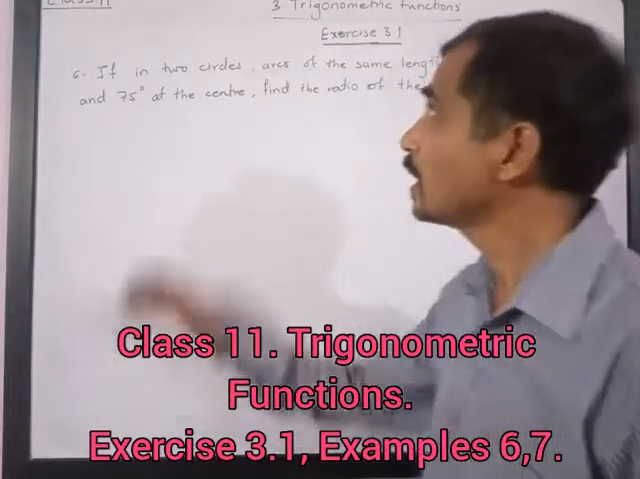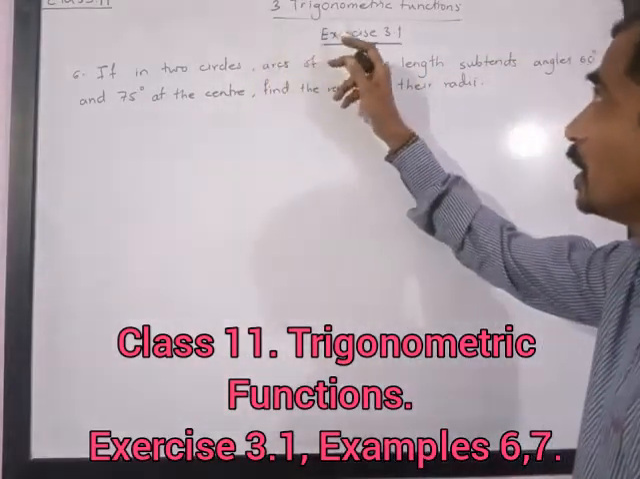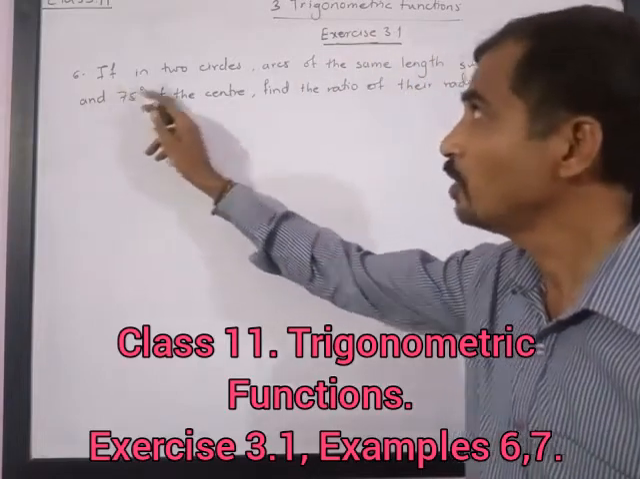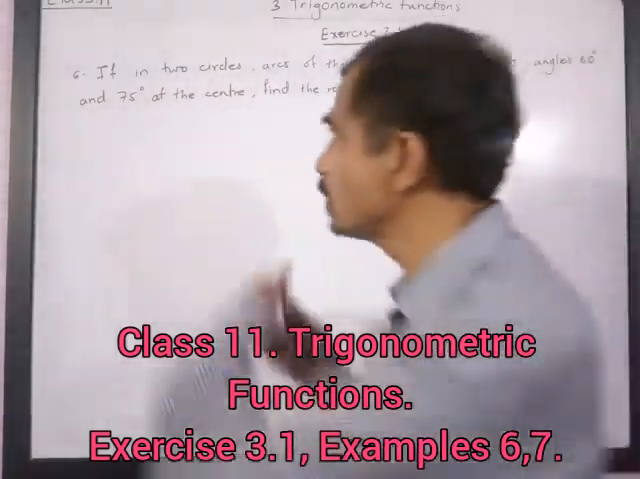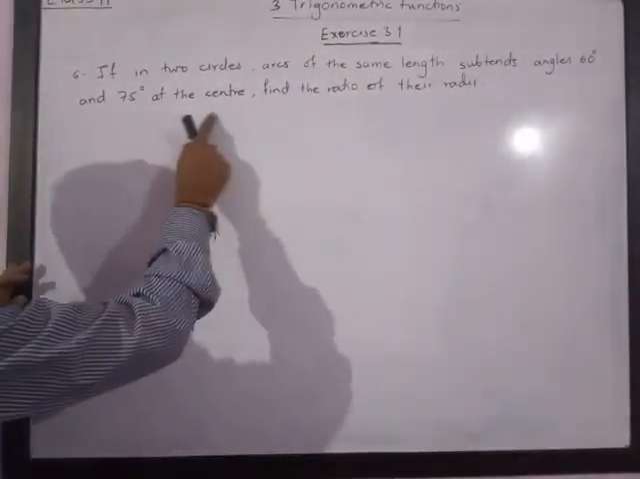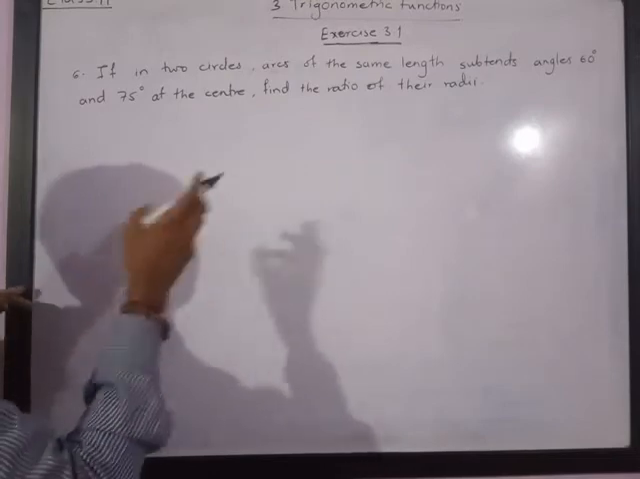Dear friends, in class 11, we are studying chapter number 3, trigonometric functions. In exercise 3.1, we have 6 questions. If in two circles, arcs of the same length subtend 60 degrees and 75 degrees at the center. So try to understand.